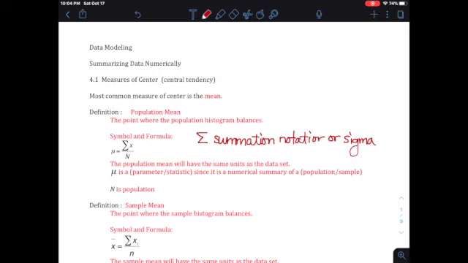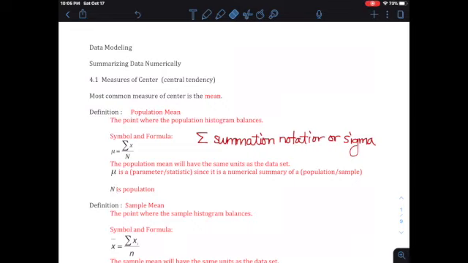The population mean will have the same units as the data set. And mu is a parameter. Remember from before, when we talk about parameter, P and P, P stands for population, the big picture, since it is a numerical summary of a population. In this case, N stands for population. Now this N, if you notice, is a capital N. Capital N is going to be representing the population. So the mu goes with the big N.